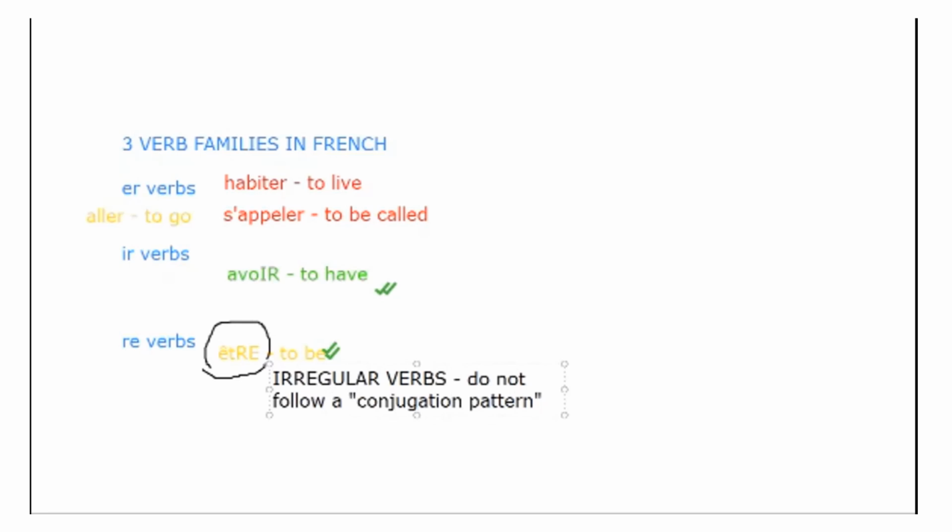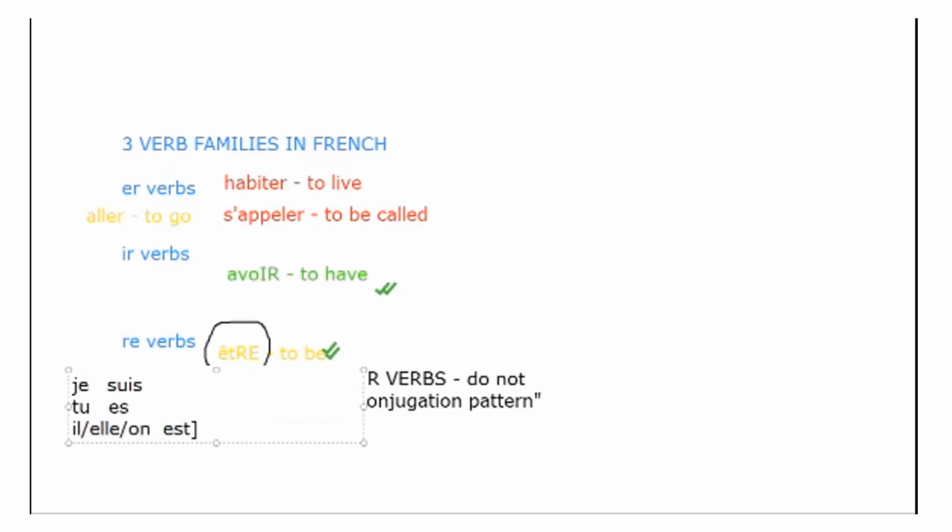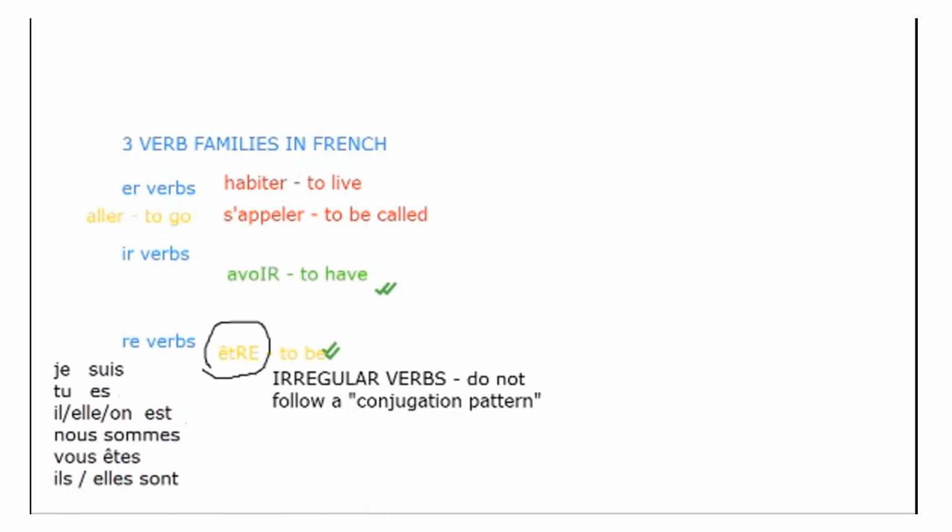Now, case in point, we conjugate être by saying je suis. Then we say tu es. Then we say il, elle, on, est. We say nous sommes. Vous êtes. And then we say ils or elles sont. Everybody with me so far? So when we look at the verb être, which means to be, and we look at how we conjugate it over here, we see S-U-I-S, there's no pattern in it. Each one of them looks different.